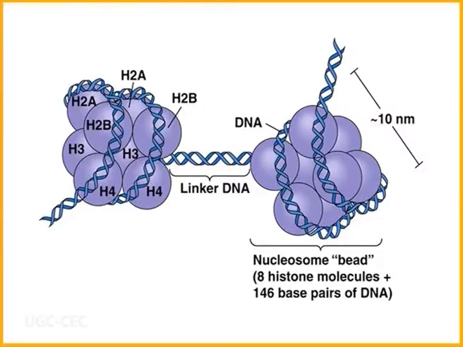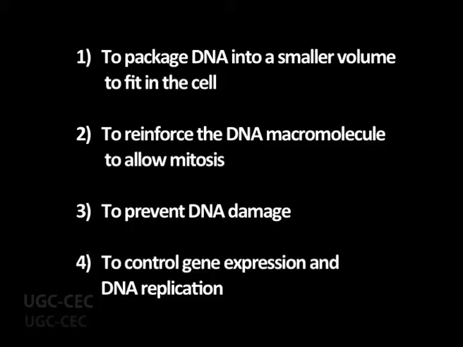Now, let me begin by highlighting what chromatin is. Chromatin is a complex of macromolecules found in cells consisting of DNA, protein and RNA. The primary functions of chromatin are: number first, to package DNA into a smaller volume to fit in the cell.